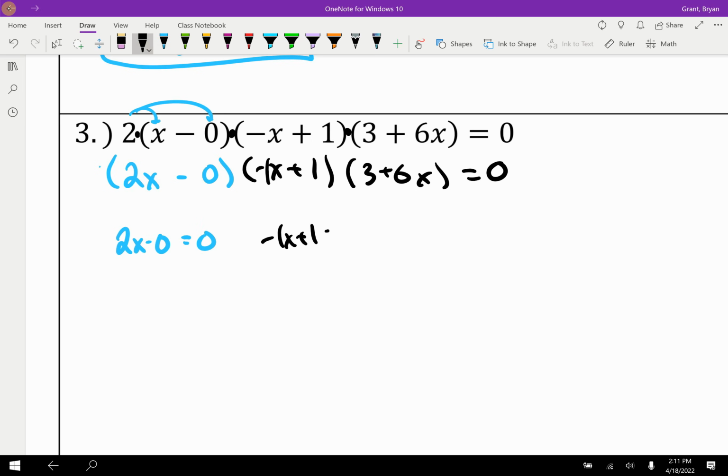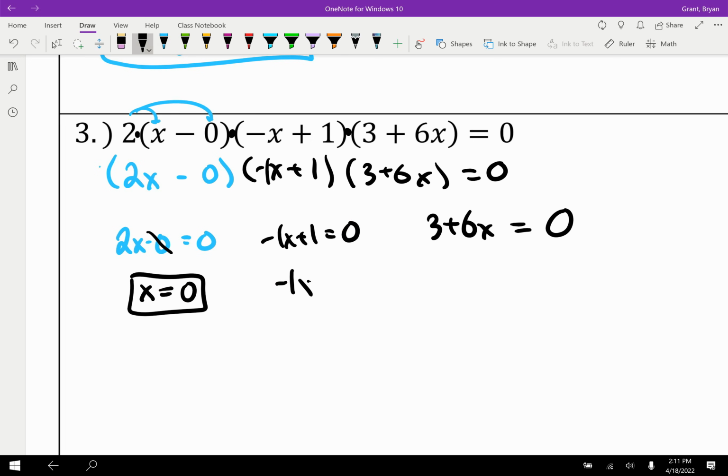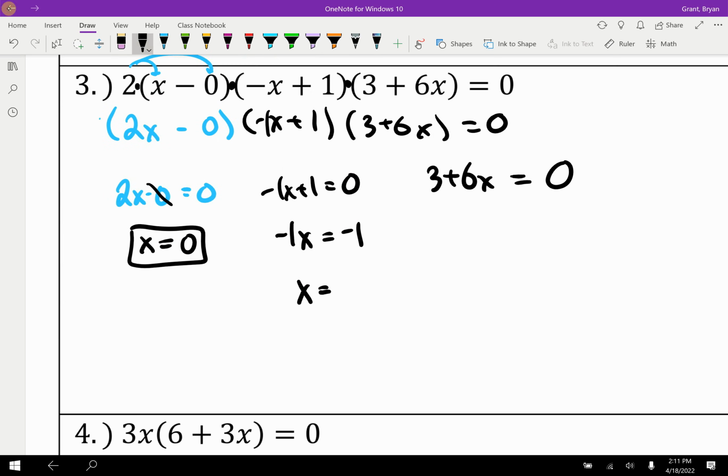Negative 1x plus 1 equals 0. And 3 plus 6x equals 0. I think the minus 0 is kind of irrelevant here, right? So really we just have to divide by 2, and 0 divided by 2 is 0. We can subtract our 1 from both sides and divide by negative 1. Negative 1 divided by negative 1 is 1.